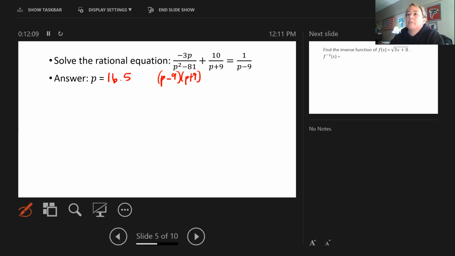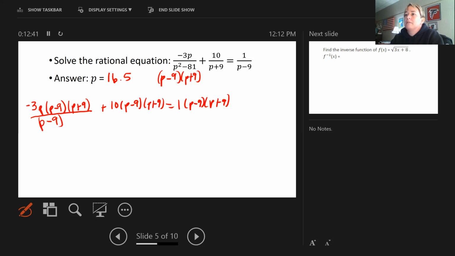Here we go. So we're going to say negative 3p, and then we're going to multiply by that common denominator of p minus 9 and p plus 9. Plus 10, and we're going to do the same thing, p minus 9, p plus 9, and then equals 1, p minus 9, p plus 9. Okay, and then our denominator is going to be what was already in the problem, p minus 9, p plus 9. This one only had p plus 9, and this one only had p minus 9.